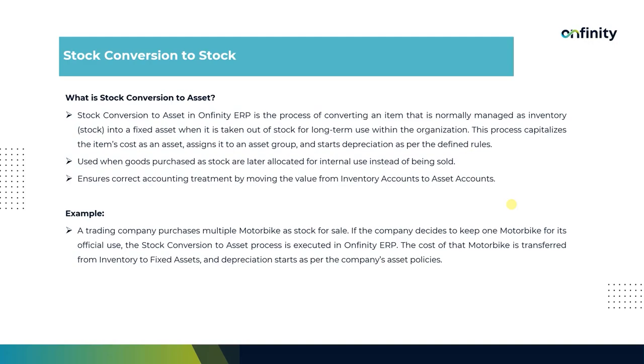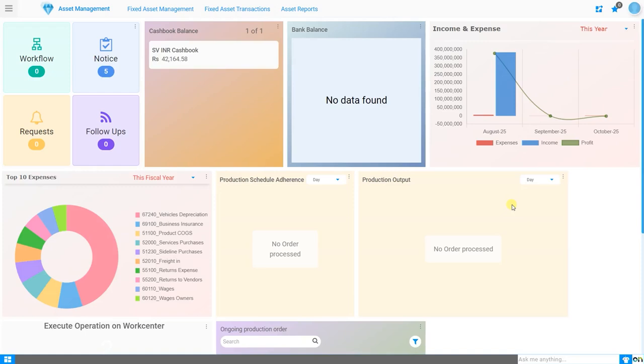For example, a trading company purchases multiple motorbikes as stock for sale. If the company decides to keep one motorbike for its official use, the stock conversion to asset process is executed in Onfinity ERP. The cost of that motorbike is transferred from inventory to fixed assets, and depreciation starts as per the company's asset policy. Let's move on to the system.